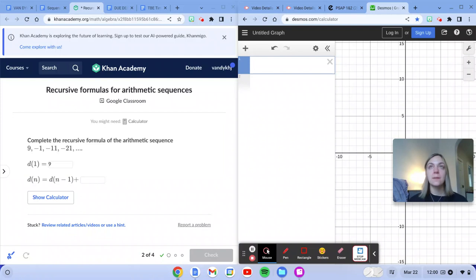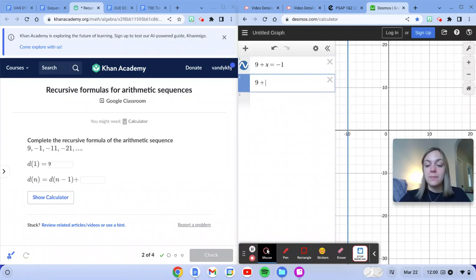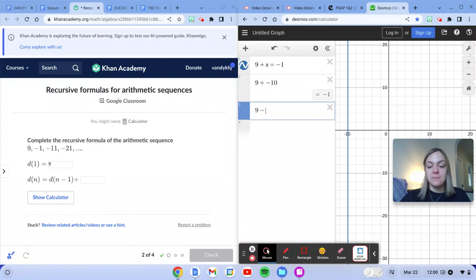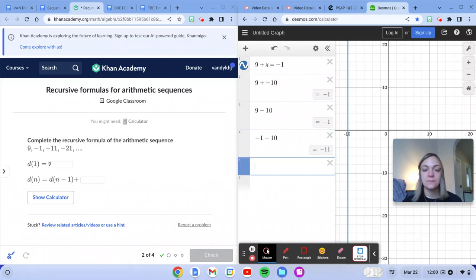So we know that 9 plus some number gives us -1. So 9 plus x gives us -1. And in this case, it is -10. So we're saying 9 plus -10, or just 9 minus 10, gives us -1, which is great. Now let's double check here. -1 minus 10. Let's see what that is. -1 minus 10 gives us -11. Perfect. That's the next term in the sequence.